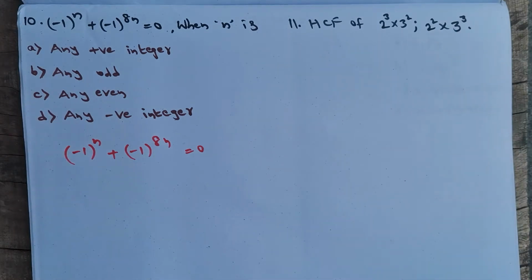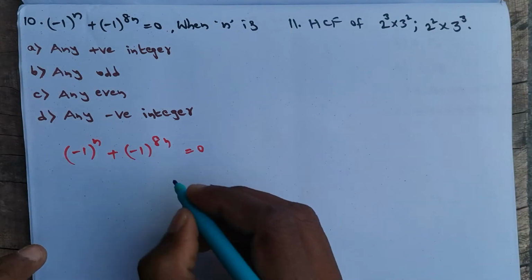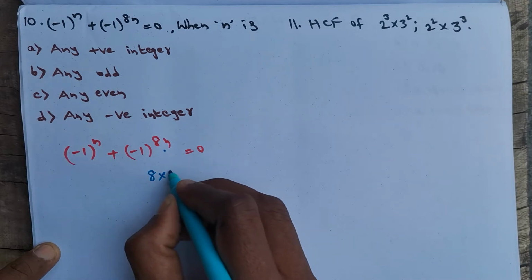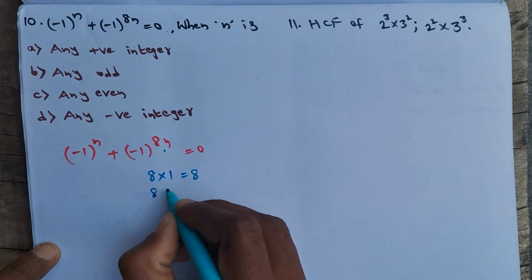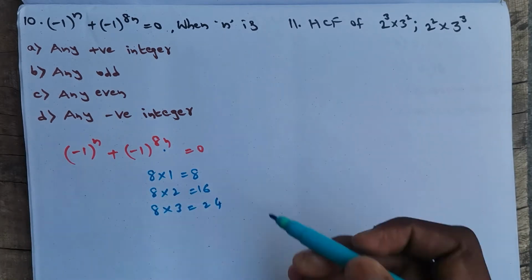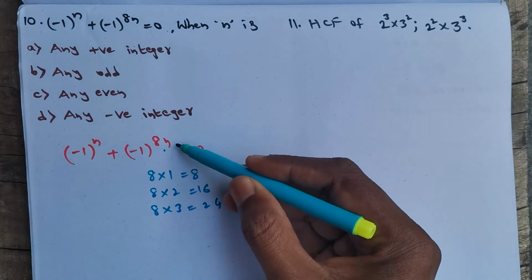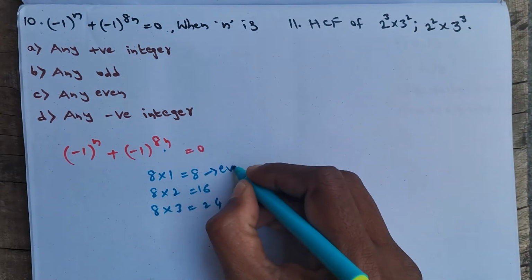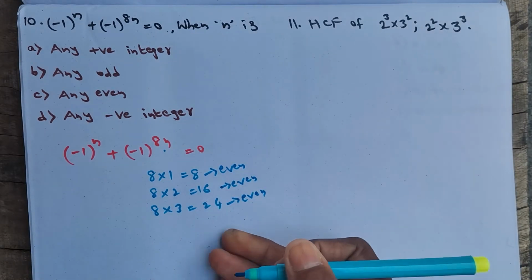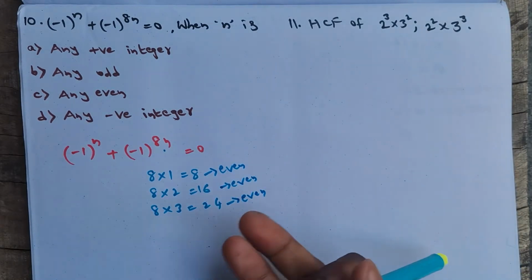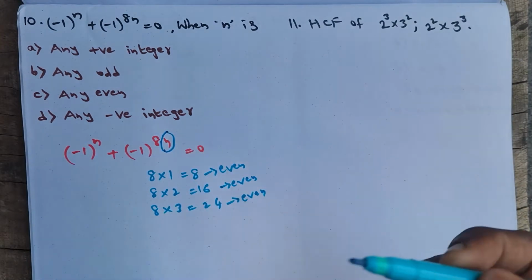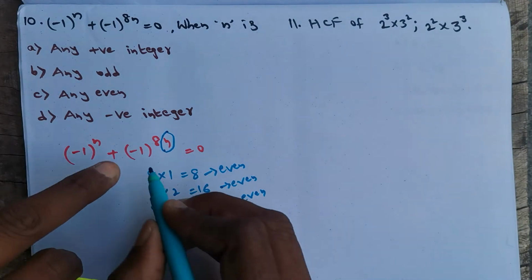If we observe the second term, the power is 8 into n. In the place of n, if I substitute 1, 8 ones are 8. If I substitute 2, 8 twos are 16. If I substitute 3, 8 threes are 24. Whatever the number I substitute in the place of n, the answer is always even. 8 is an even number, 16 is an even number, 24 is an even number, next 32 is also even, 8 tens are 80, that is also even. So whatever number we substitute in the place of n, we always get an even number.